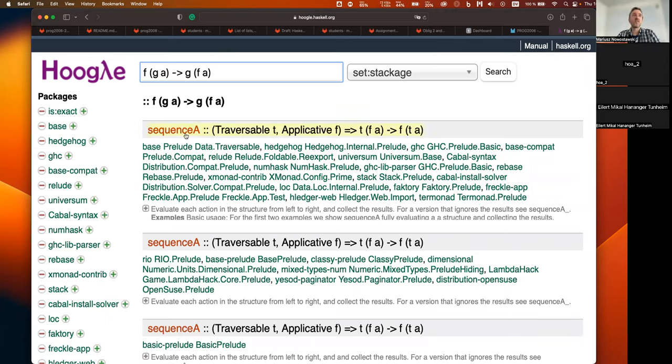And here is the answer, right? There is a function which does exactly what we are after. It says, yep, you can have an inner structure inside the outer structure and I will flip it for you, right?